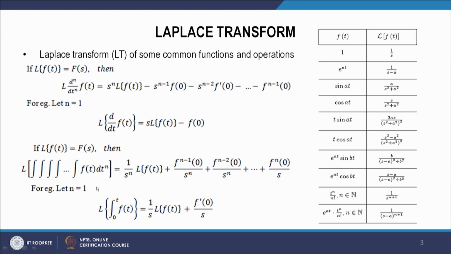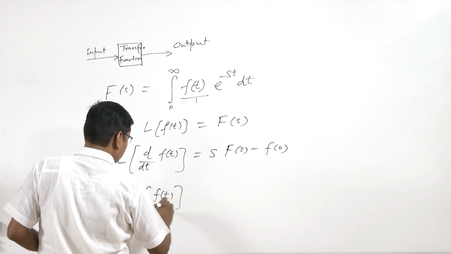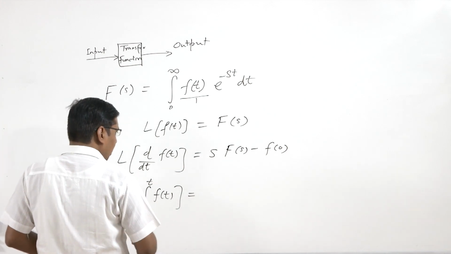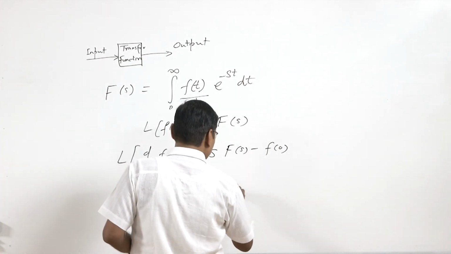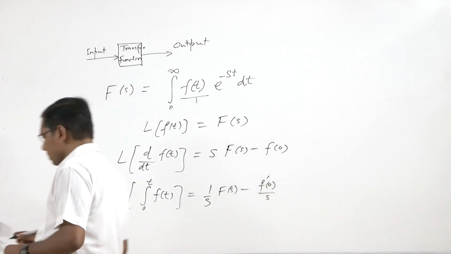So if we have n equal to 1, we take the first integral, 0 to t of f(t). This is the first integral of f(t). Here we are getting 1/s L{f(t)} plus f'(0)/s. So L of the integral of f(t) from 0 to t is 1/s F(s) plus f'(0)/s.